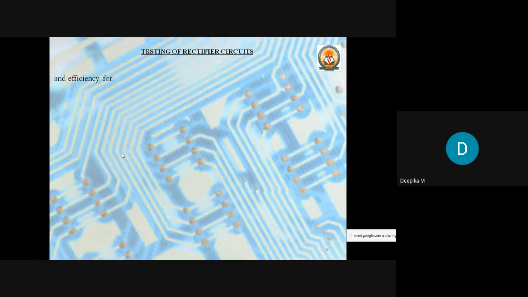So next, we will get into the experiment introduction. The first one is called testing of the rectifier circuit. So you all know that a rectifier is nothing but something which converts the AC waveform into the pulsating DC waveform. So this is nothing but the rectifier circuit.